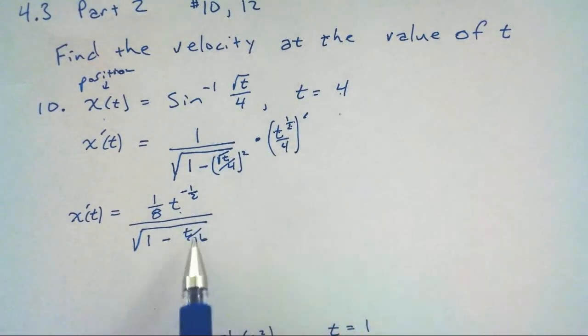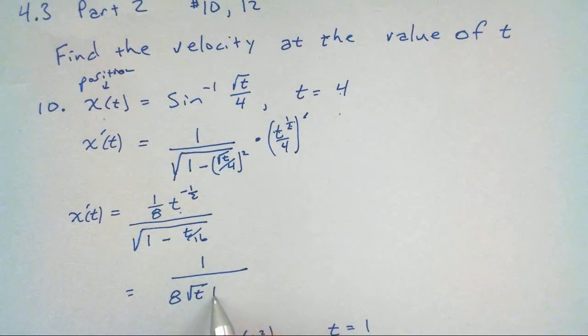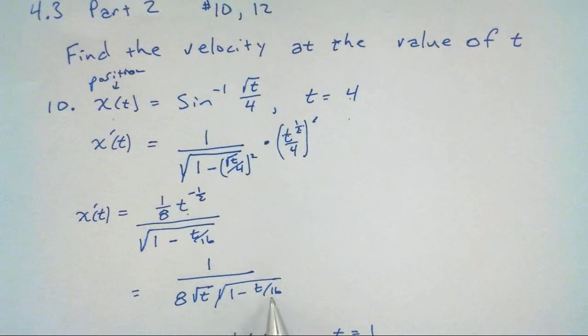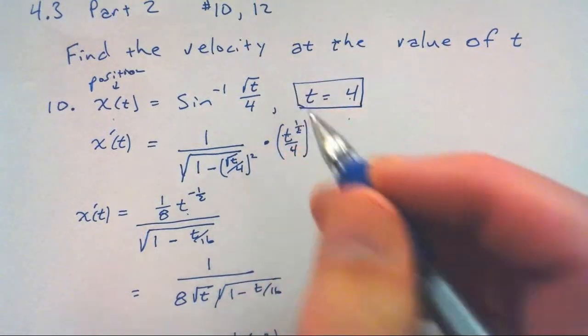Once I'm out of the derivative, the simplifying isn't quite as big of a deal. But we could make this 1 on 8 square root of t times square root of 1 minus t on 16. I don't feel quite as obligated to deal with this. Maybe I want to get common denominators and get that fraction out of the radical. But bottom line is, I'm just interested in what's happening when t equals 4.